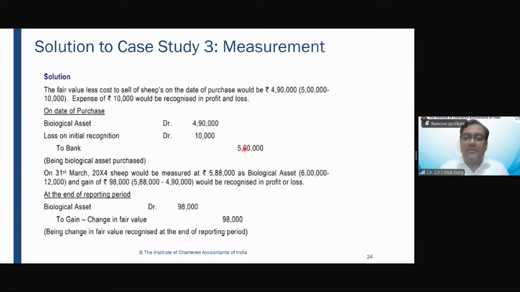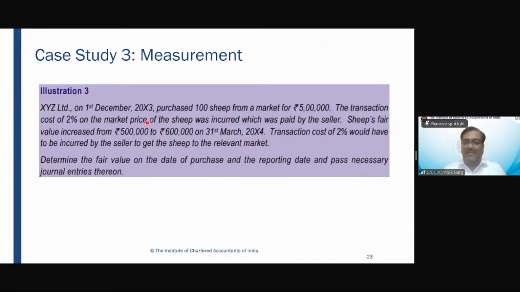Now, the subsequent recognition is also at fair value less cost to sell. So now it becomes 6 lakh. So what is the next accounting entry on the subsequent measurement?